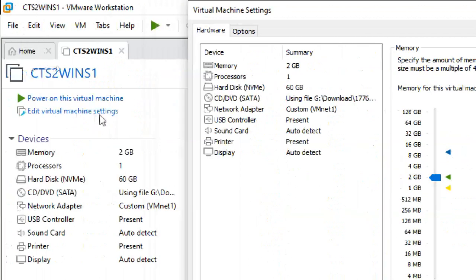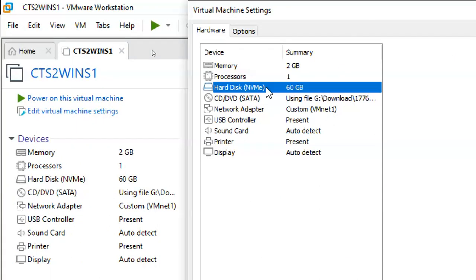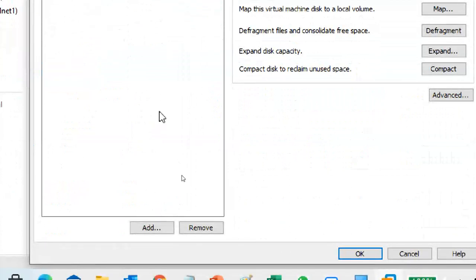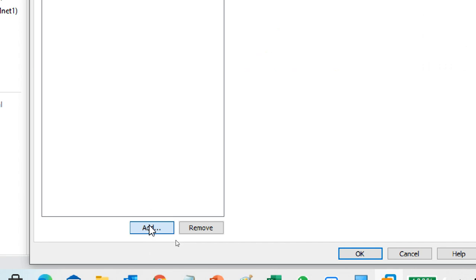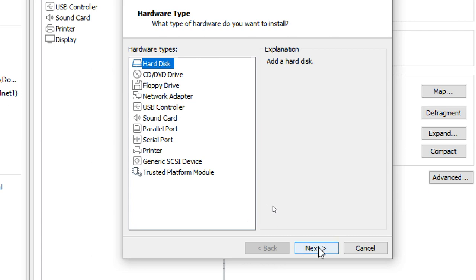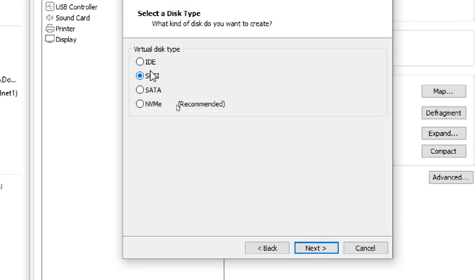So I went to edit virtual machine settings. This is one disk already there. I want to add 3 disks. One disk I will leave for the OS. I'm adding 3 disks here. Click on add, hard disk. Next, I select SCSI disk.